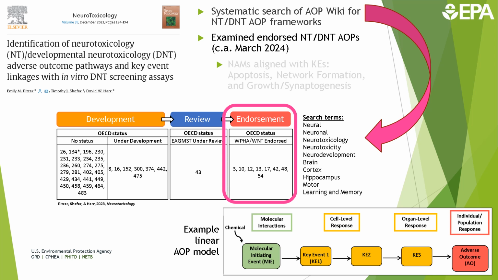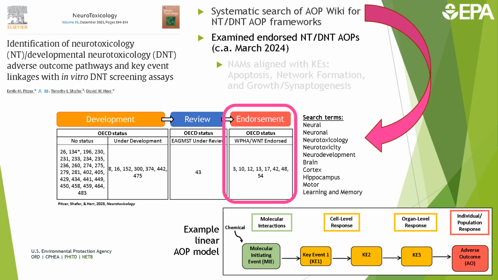So the AOP Wiki is a web-based repository containing qualitative information for AOP frameworks and is an effort coordinated by the OECD, or the Organization for Economic Cooperation and Development. So this OECD status details the inclusion within this larger knowledge base project as part of this AOP development work plan, which is why we really focused on these identified AOPs in particular.